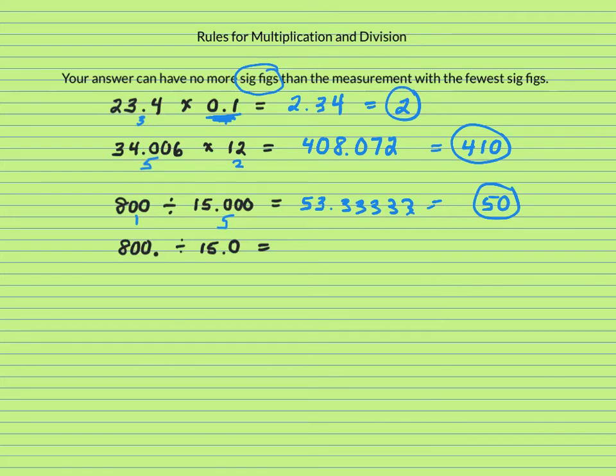Okay? But what if I put a decimal after that 800? Now it has 3. And this has 3, so my answer can have 3. So I can write it as 53.3 because my measurements were more precise.